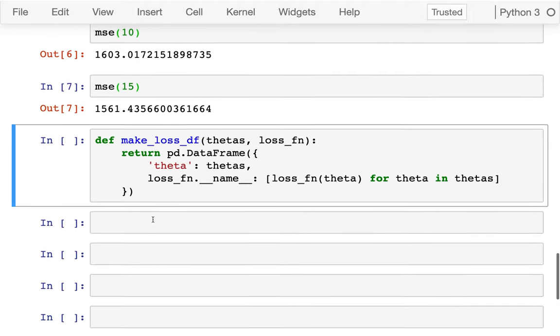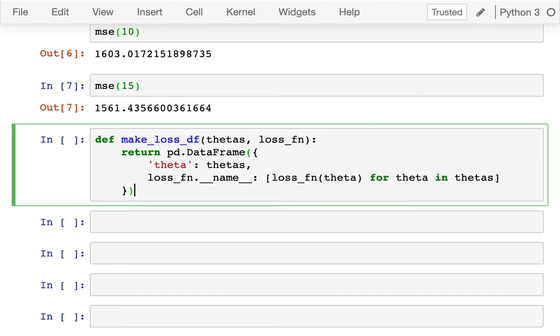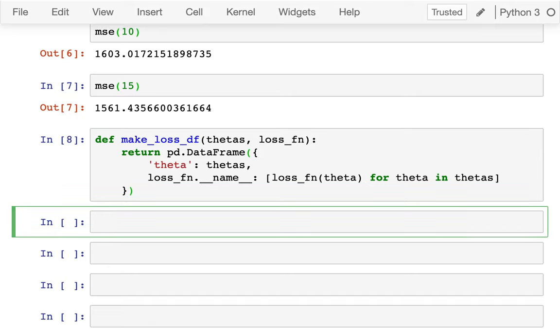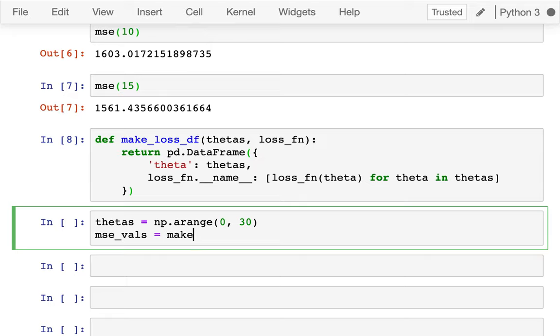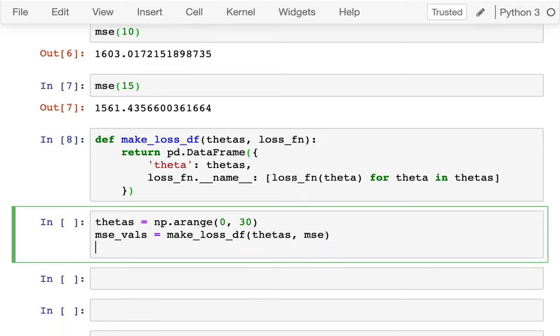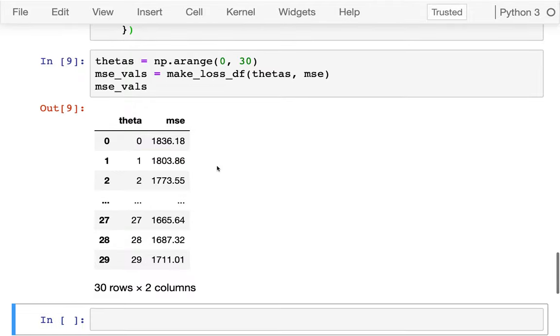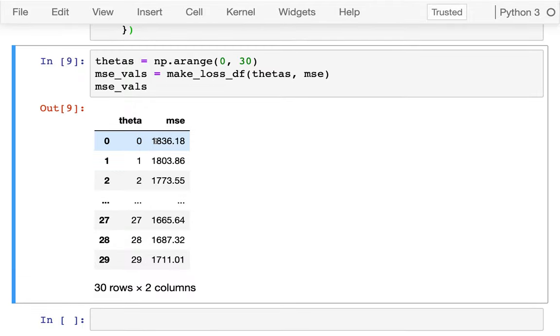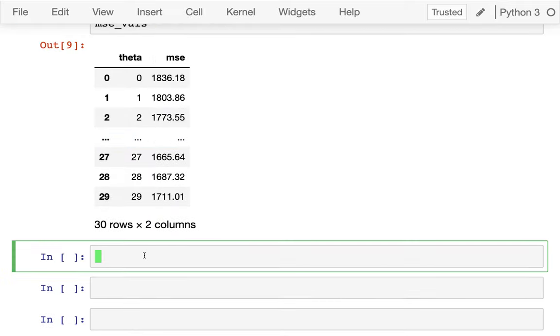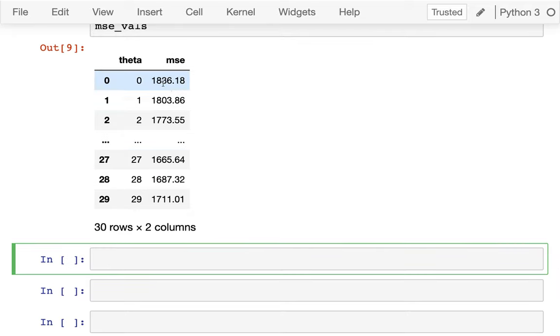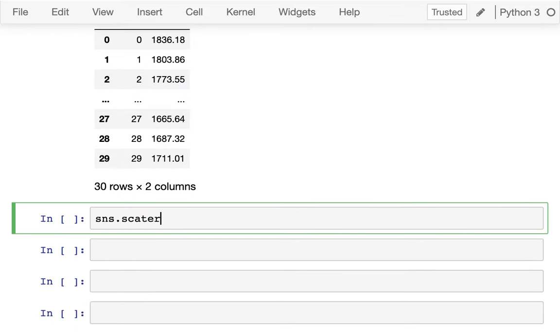What I can do is define a function to try out a bunch of different thetas for me. And I can write, let's try values of theta between 0 and 30, and then I will make that data frame with the MSE error. Okay? So I have here a bunch of thetas and the mean squared error for every single theta value. I can actually plot these losses, right? So these are the losses, the average loss for different choices of estimation. I can plot those to show you what that looks like.